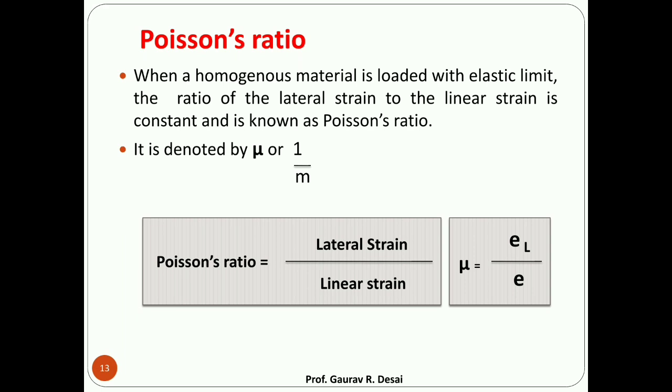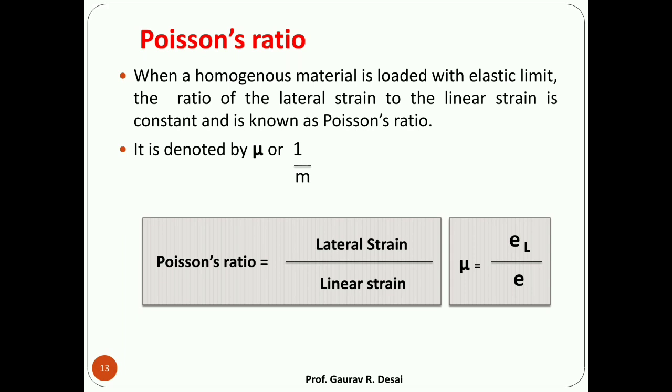So from the video, you must have got an idea of what exactly Poisson's ratio is. Let's see it in formula terms. When a homogeneous material is loaded within elastic limit, the ratio of lateral strain to the linear strain is constant and is known as Poisson's ratio. We usually denote Poisson's ratio by mu or 1 upon m. It is given by the formula Poisson's ratio is equal to lateral strain upon linear strain.